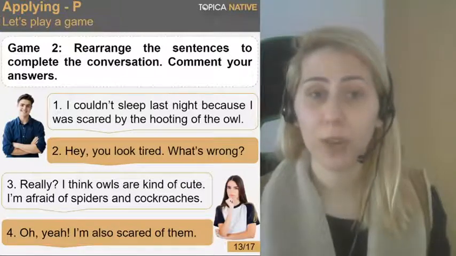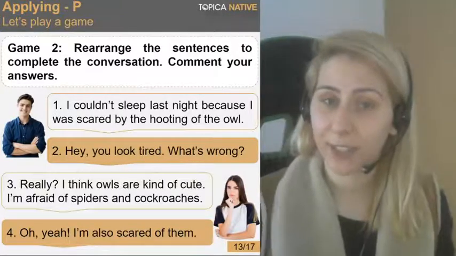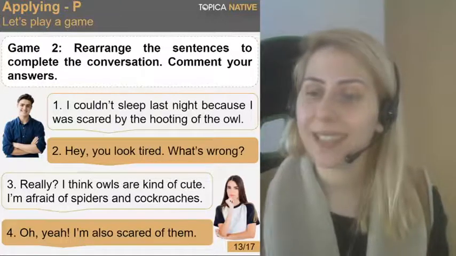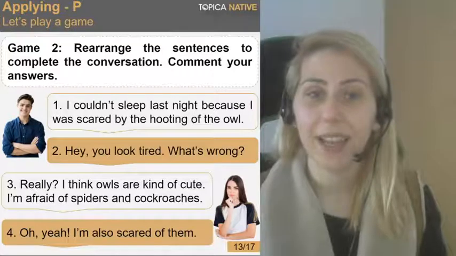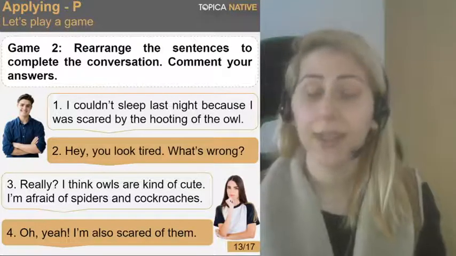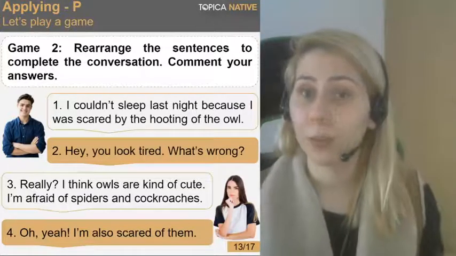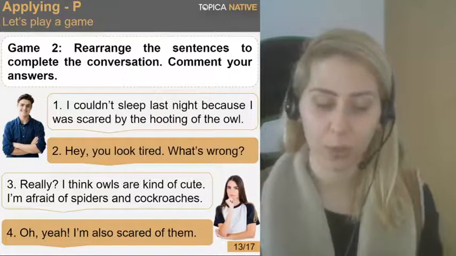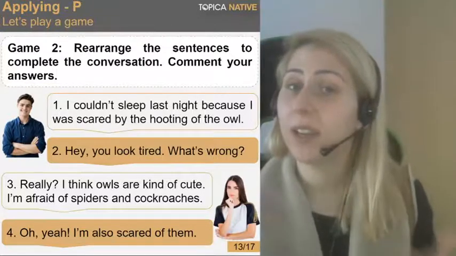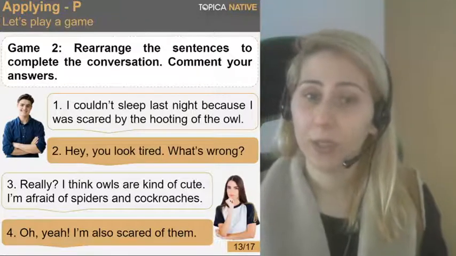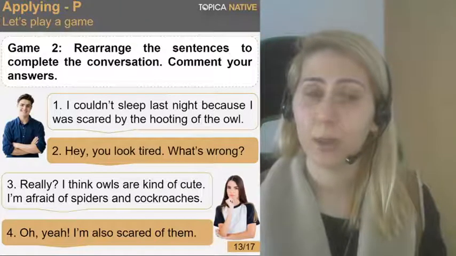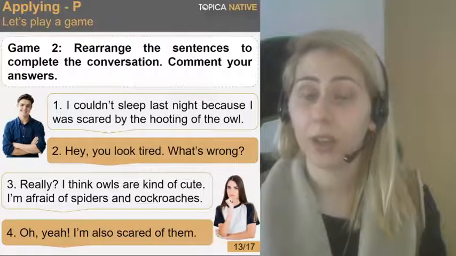So we need to rearrange them to complete the conversation, but of course it needs to make sense and we need to find the right order for the sentences. I'm going to read them for you guys, but I would like you to put the numbers in the correct order. So which of the sentences goes first. I couldn't sleep last night because I was scared by the hooting of the owl.